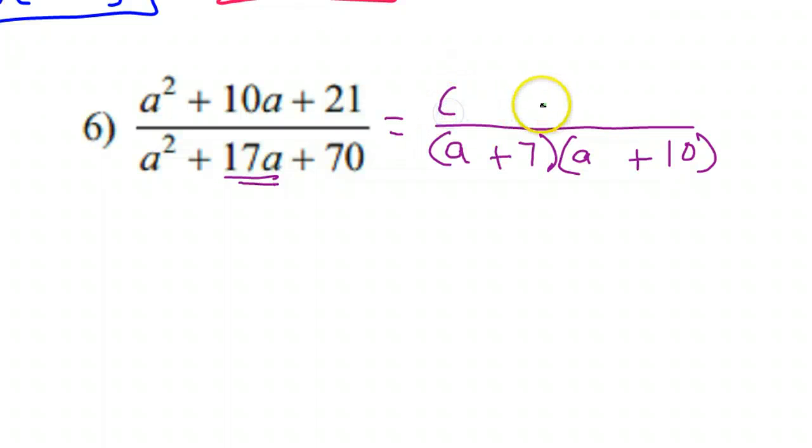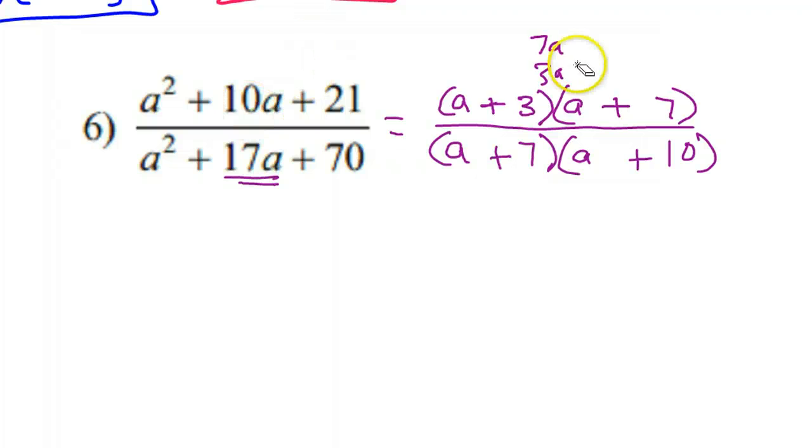How about the numerator? See how everything is positive? If everything is positive, that means it's got to be plus and plus. It's no other way. Looking at the 21, the first thing that pops into my head is 3 times 7. 3 times 7 is 21. And inner plus outer equals middle. 3a plus 7a does make 10a, so we're good. So this is how you factor it.